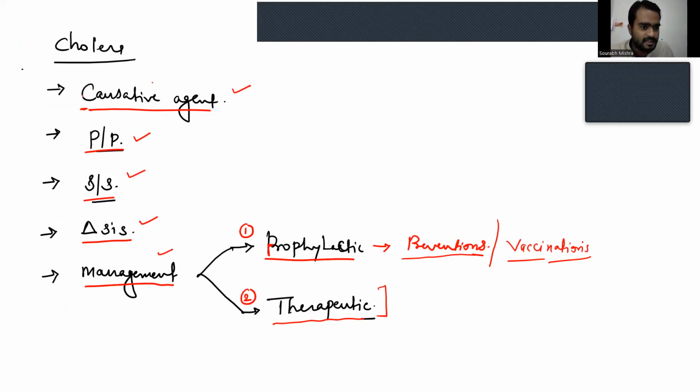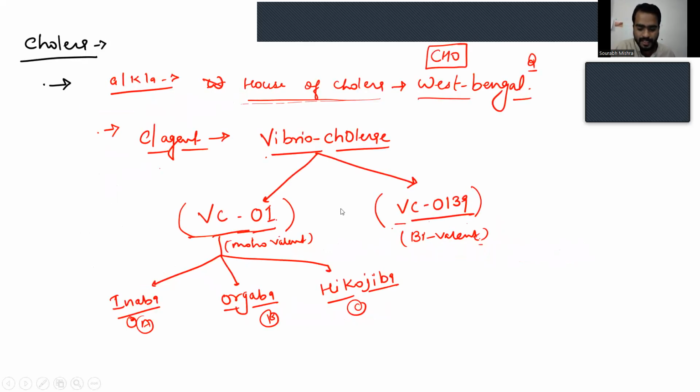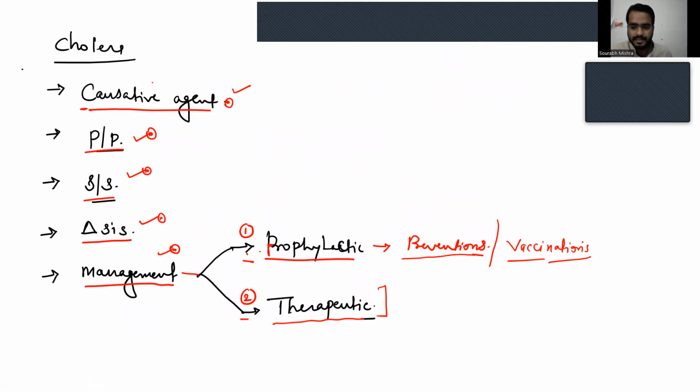Under cholera, we are going to discuss the causative agent, pathophysiology, signs and symptoms, and diagnostic evaluation: how to diagnose cholera in community settings and in hospital settings, and how to manage cholera in different ways. On management, we will discuss two steps: first the prophylactic way, and second the therapeutic way. In the prophylactic way, we manage prevention and vaccines.